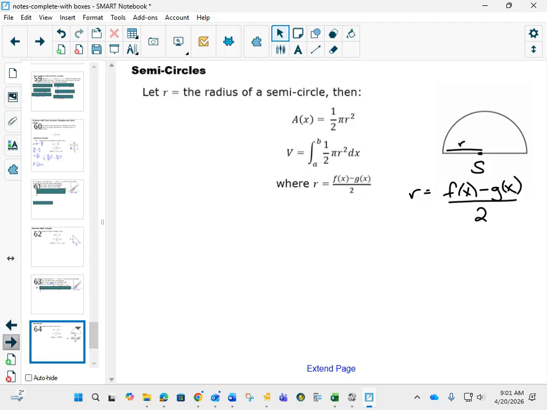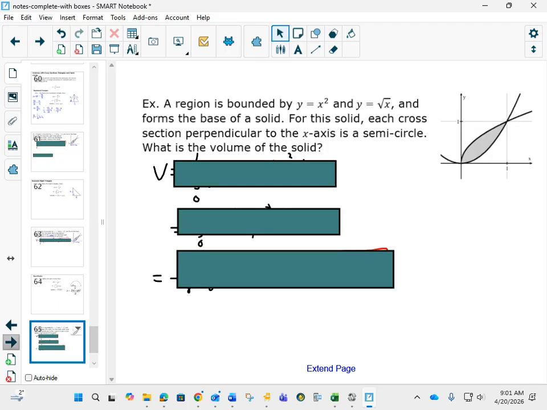So here's our first example. Same idea. Again, we're still perpendicular to the x-axis, but now each of those, if you cut them out and visualize them, they would be semicircles. So we're going to add these all up. We're still going from 0 to 1. 1/2 pi r squared, but now our radius is the top function minus the bottom function divided by 2.